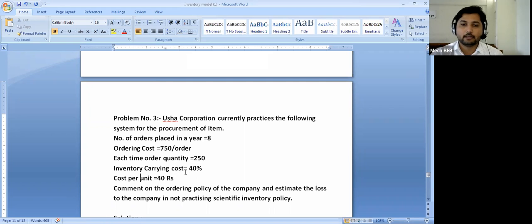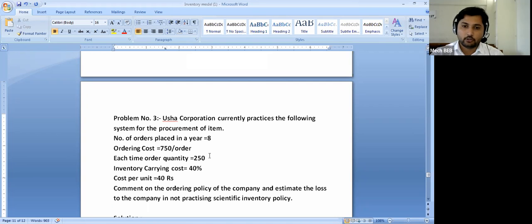Okay, so these things are given. First of all, you need to calculate the annual demand. Eight orders need to be placed and the quantity is 250. So 8 multiplied by 250, that will be equal to whatever value you get. That will be your annual demand.